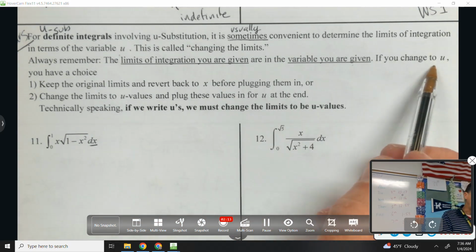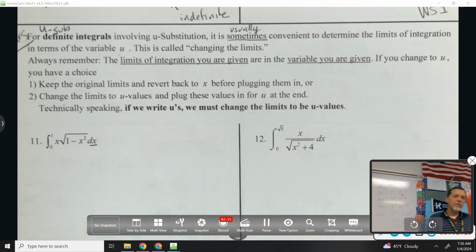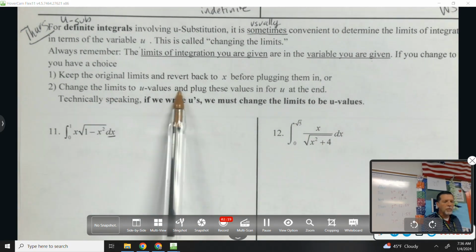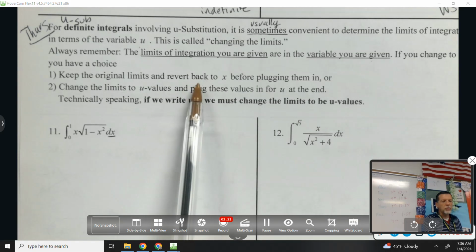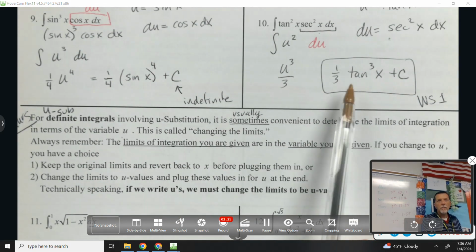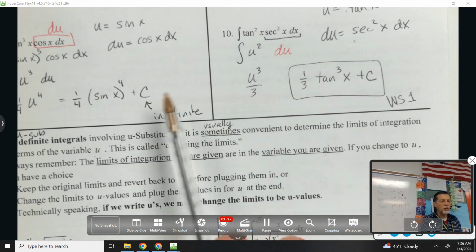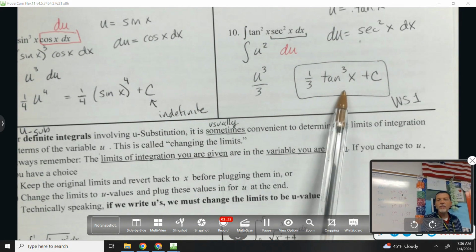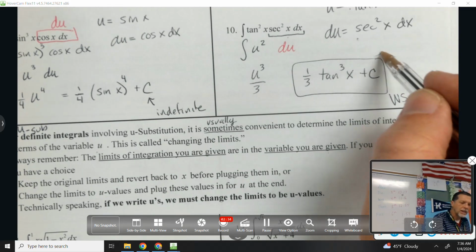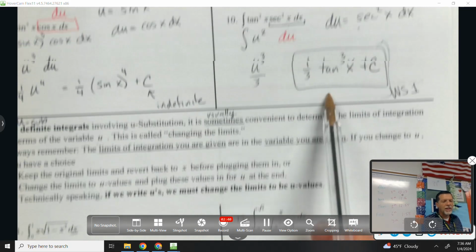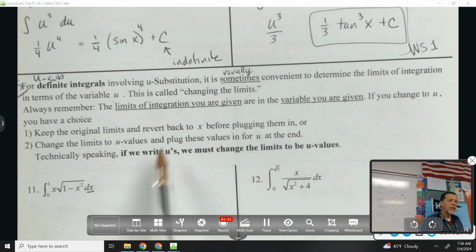If you change it to u, then you actually do have a choice, and I'm going to make a preference here in a moment. You can keep the original limits in terms of x, and then put the x stuff back in. Some people like that because that sort of matches what we did yesterday. We put the x stuff back in, and then if we had limits, we could plug in, 0 to pi or whatever the limits are. And so if you plug the x stuff back in, you don't have to change the limits.